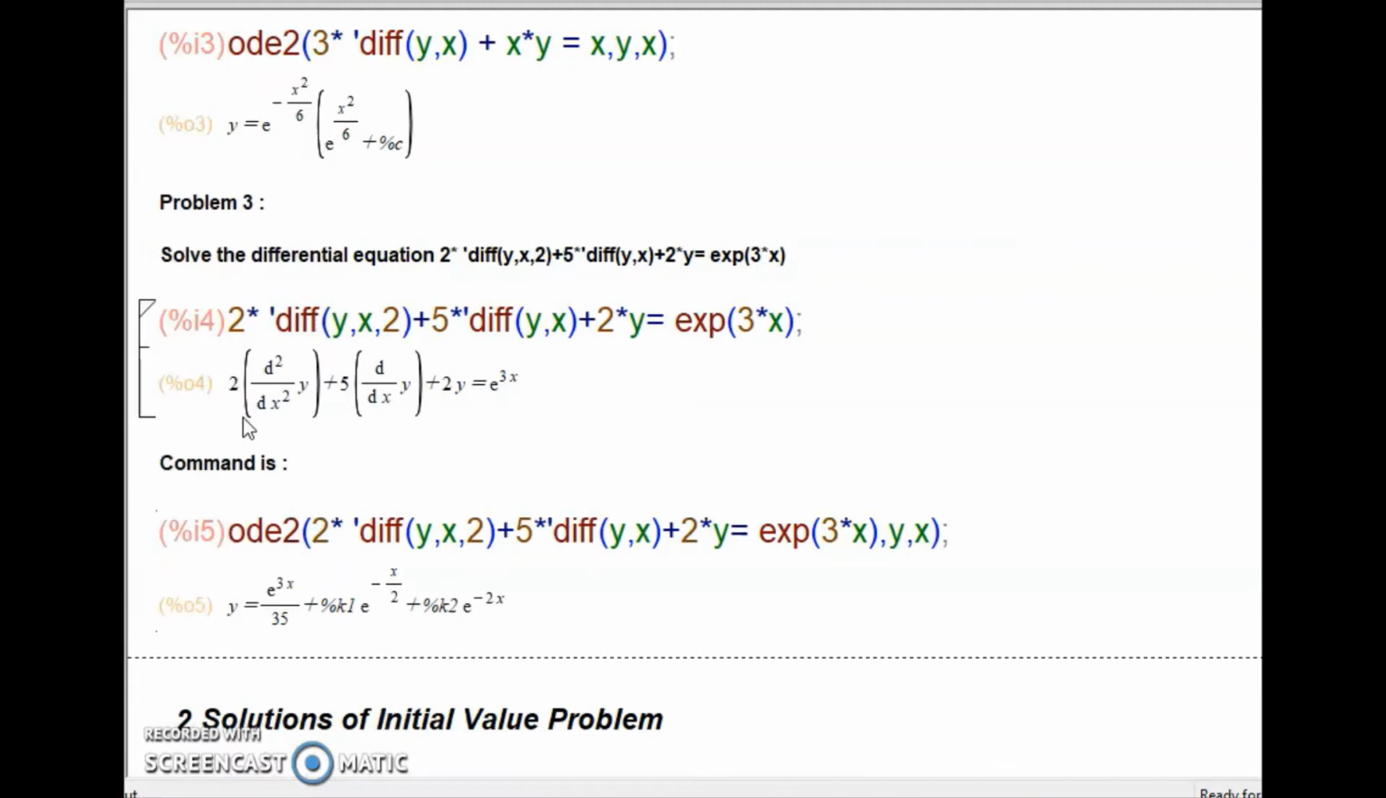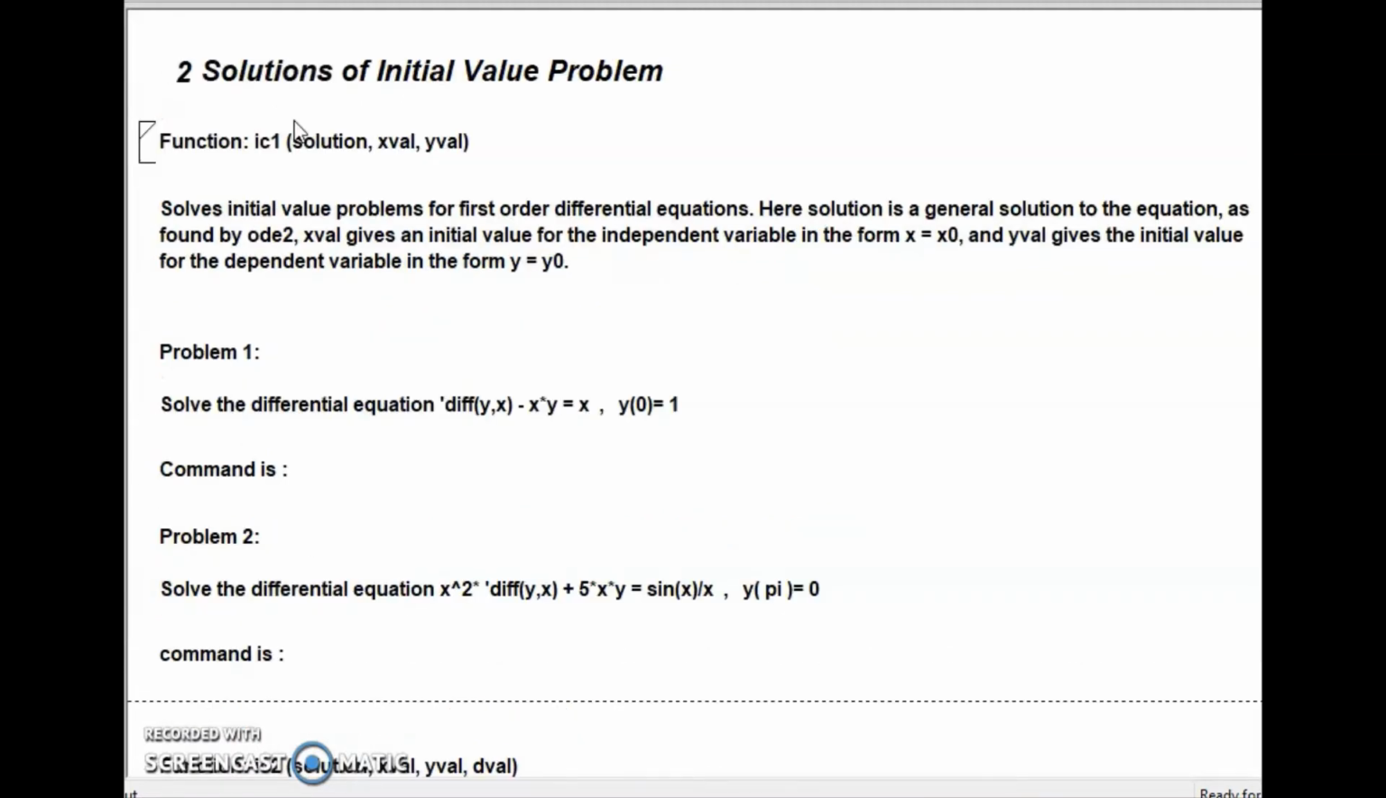Now let us move on to the next section: solutions of initial value problems. That is, we are going to solve a differential equation where initial conditions are given. Now this will be the initial value problem syntax. Here solution refers to the general solution of a differential equation, and then this will be the value of x for the condition. This will be the value of y for the condition. Now let us see some examples.